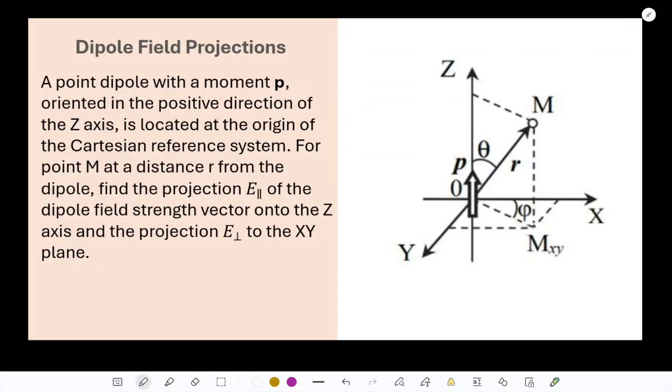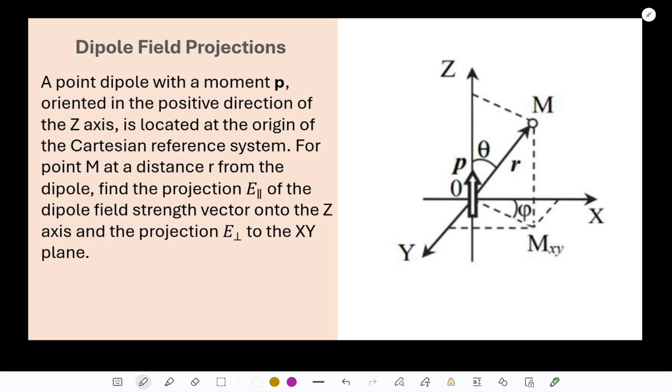And we have yet another problem based on electric dipole, and this is again electric field projections of an electric dipole. The statement says that a point dipole with a moment p oriented in the positive direction of the z-axis, so this time we have the full 3D coordinate system, is located at the origin of the Cartesian reference system. For point M at a distance r from the dipole, find the projection E parallel of the dipole field strength vector onto the z direction.